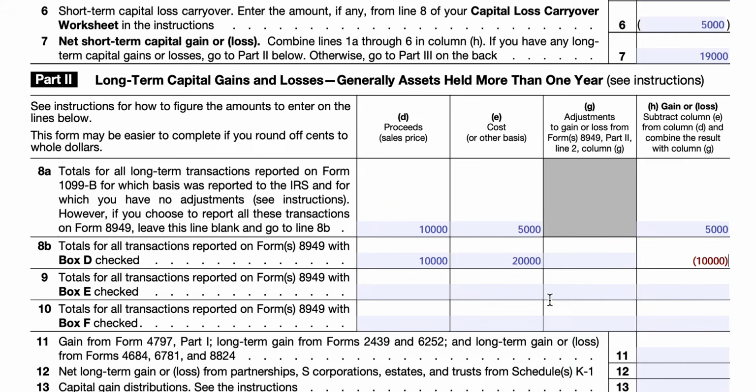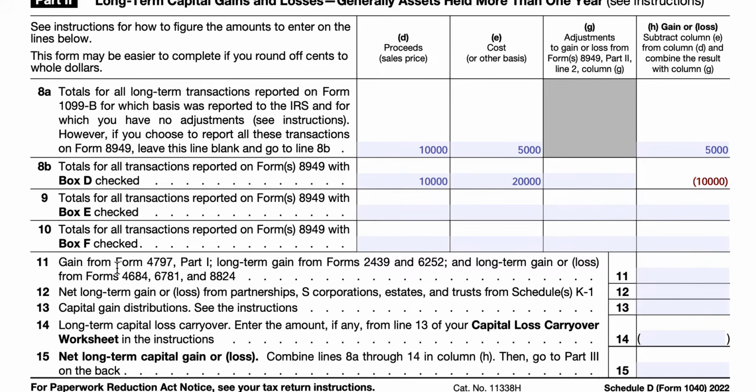And then we'll just assume that for this example, we didn't have any transactions where we needed to check Box E or Box F. So we're going to net this amount, the amount of the capital gain or loss here, but we're also going to go to line 11 where we're entering gains from several different forms. So basically we're talking about the overall gain from IRS Form 4797, which is the sale of business property.